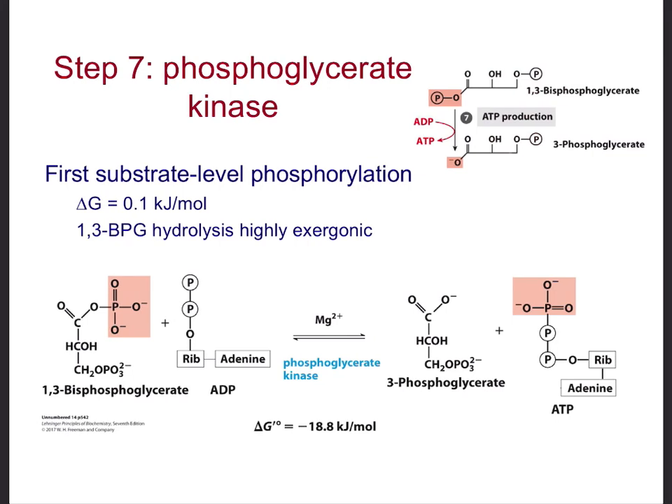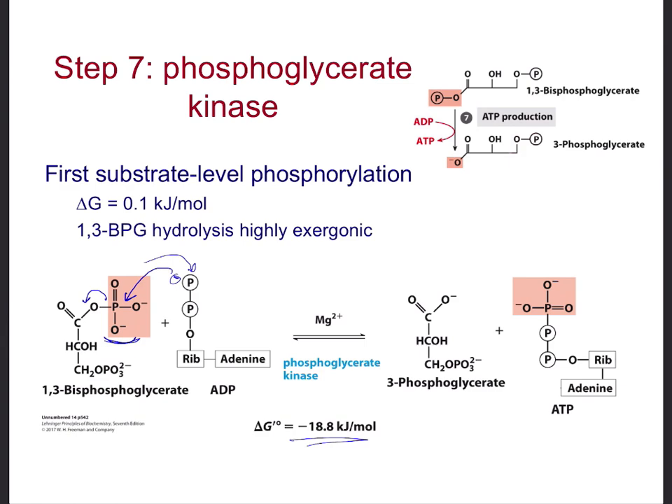Phosphoglycerate kinase catalyzes the movement of this phosphate group from 1,3-bisphosphoglycerate onto our molecule of ADP to give ATP. Basically, we've got a high energy phosphate transferring a phosphate to ADP, and it's pretty straightforward in terms of this reaction. What's actually going on here is the negative charge on our ADP is attacking the phosphate, and electrons are moving in that direction. Delta G under standard conditions is fairly exergonic.